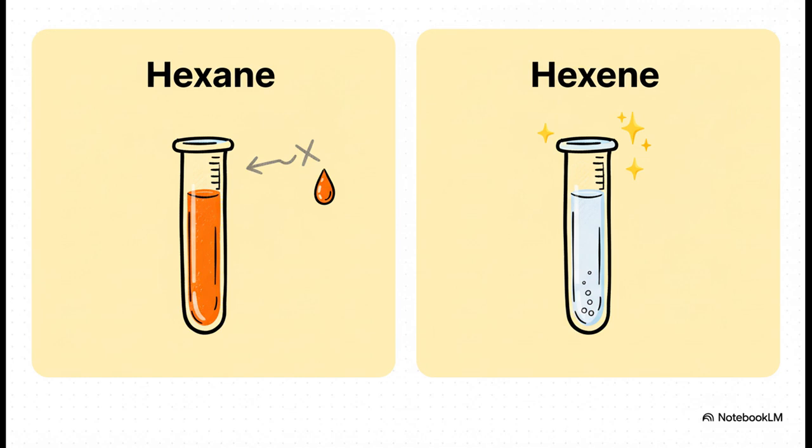Okay, listen up, because this is super important. The mark scheme is really picky about the wording here. For hexane, the money phrase is "remains orange." For hexene, it's "becomes colourless." It's not enough to say "no change" or "the colour goes away." You've got to use that exact phrasing to guarantee the marks.